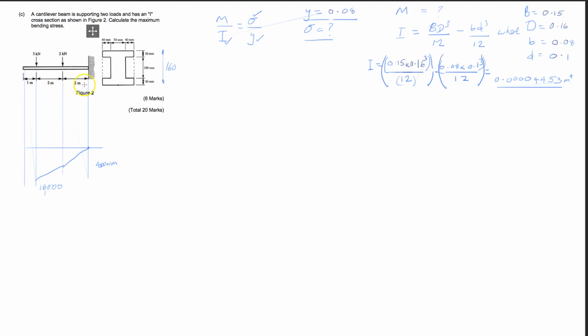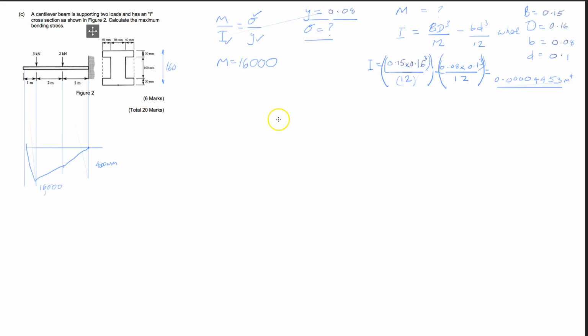So it's 3 times 4 to give us 12,000, add on the 4,000 there. Then we've got 0 force times 5. That takes us back to here. So we've got a maximum bending moment of 16,000. Okay, so we can say that our M is 16,000.